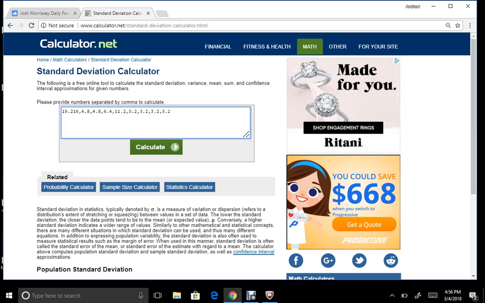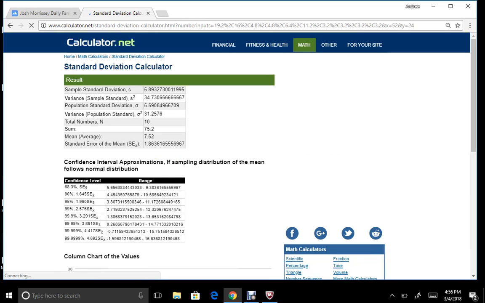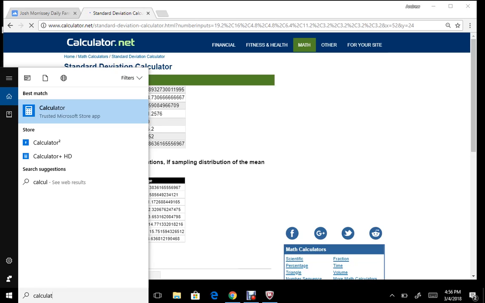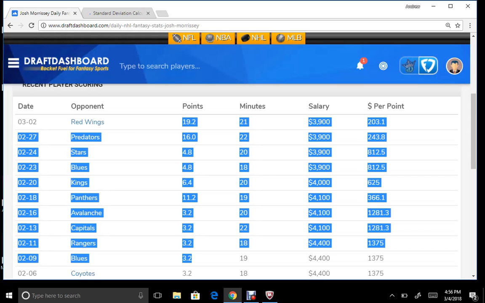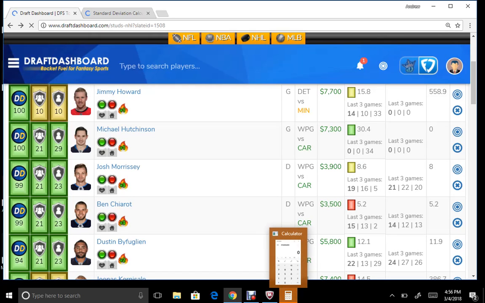So we go here, and we now have on this tool the previous 10 games scored. It's going to give us a standard deviation. I look at this in terms of upside. This player has an upside of 5.9 right here. So then I'll take my calculator and divide 5.9 by his average points per game, which was 8.6, which is right here.